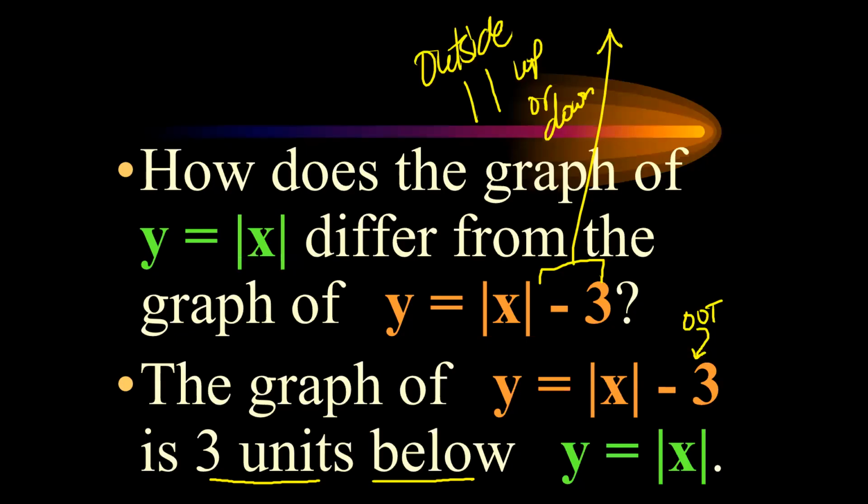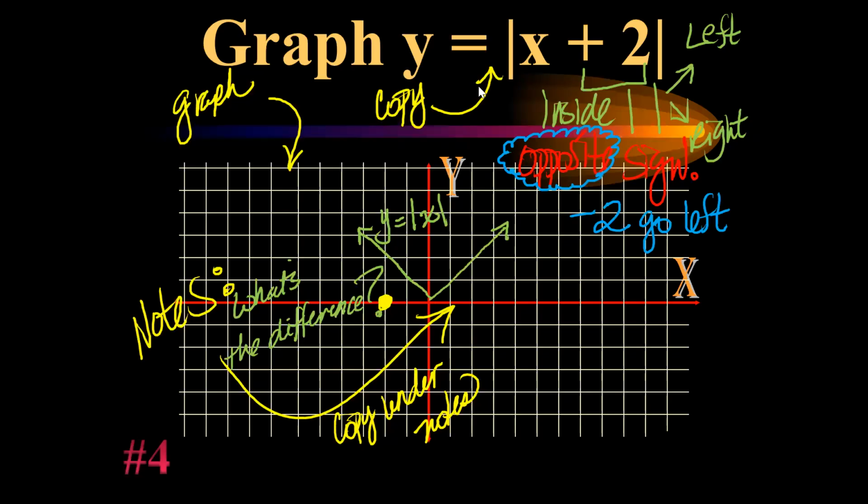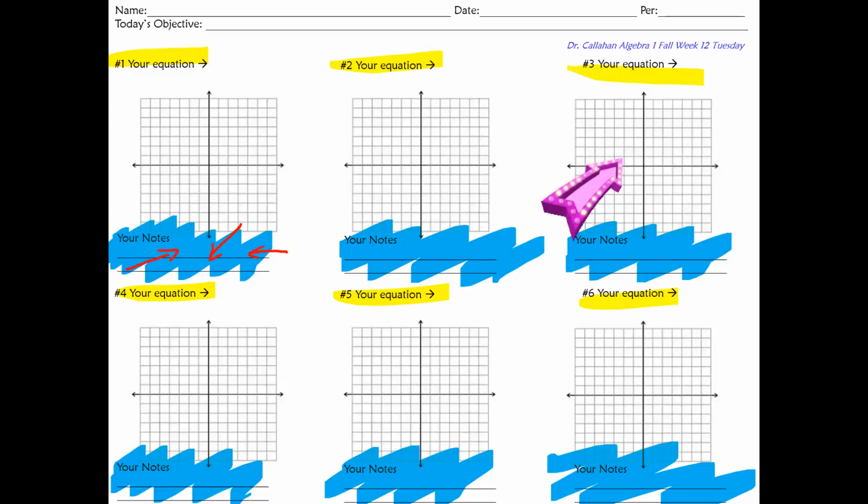All right, so over here for question number 3, you have 2 different equations. Your 2 equations are y equals absolute value of x minus 3 versus y equals absolute value of x. Make sure you draw the graph, and then right here, tell me what do you notice as a difference. All right, I'm gonna go on to number 4. Here we go.